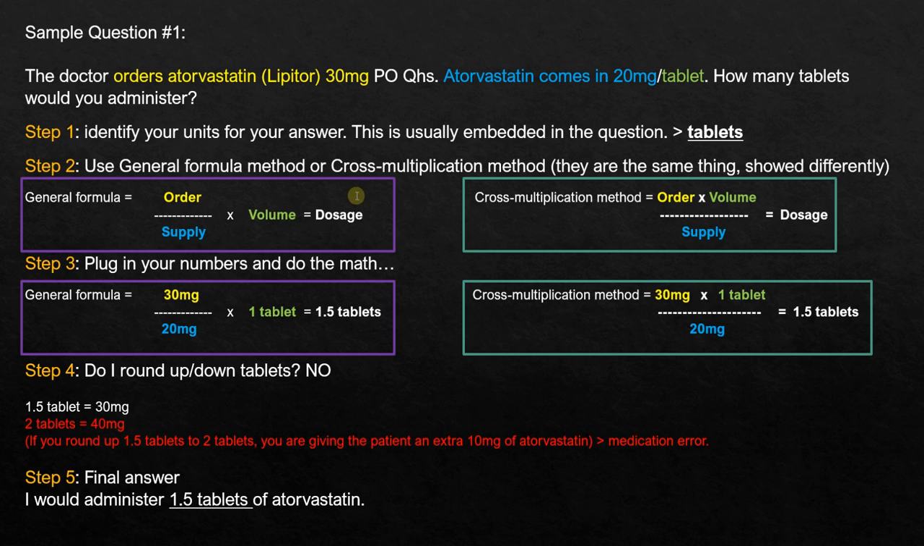Step number 2, we're gonna choose our formula, either the cross multiplication or the general formula, whichever you prefer. Step number 3, we're gonna plug in our numbers and do the math. So our order is 30 milligrams, as you can see here, 30, divided by our supply, which is 20 milligrams. And in our volume, we're going to put our 1 tablet. Now, the way that you can look at this is 20 milligrams is in 1 tablet. It's included in 1 tablet, okay? It's like encompassing it. So if you do the math, it will give us 1.5 tablets.